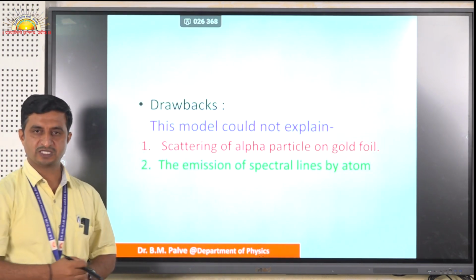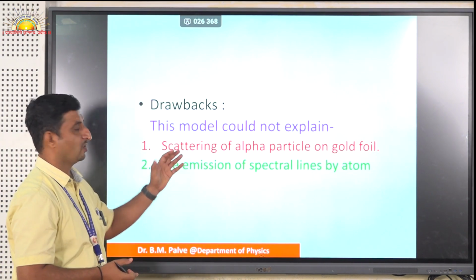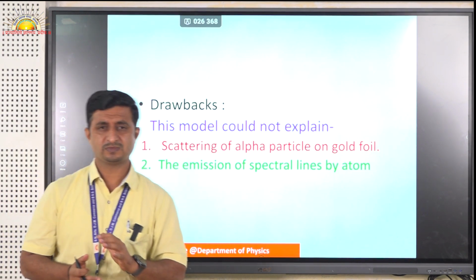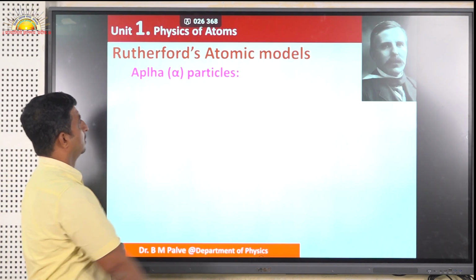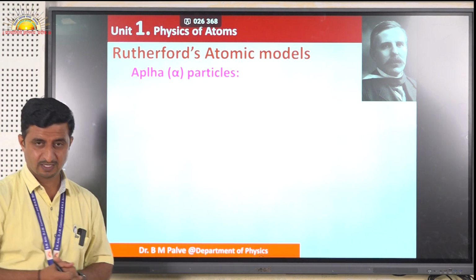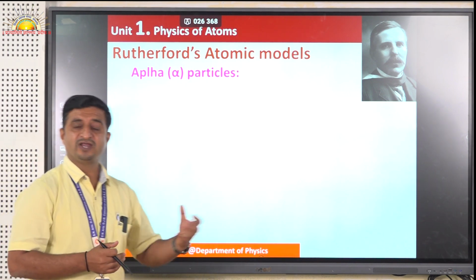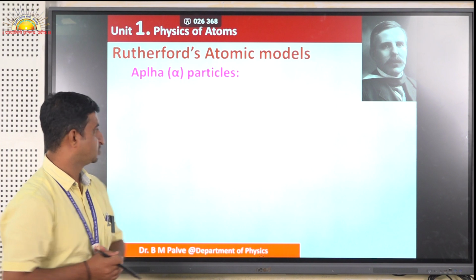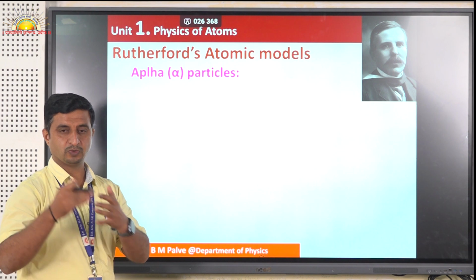There are certain drawbacks of this atomic model. This model could not explain the scattering of alpha particles on gold foil, and the second is the emission of spectral lines by atoms. Due to these drawbacks, the scientist Rutherford developed another atomic model, called Rutherford's atomic model. To overcome these drawbacks, he did one experiment, the scattering of alpha particles on gold foil.